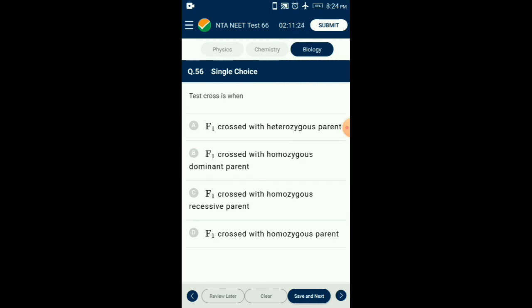Question number 56. Test cross is when the cross of F1 hybrids with its recessive parent. It is used to observe whether the F1 is homozygous or heterozygous. It gives 1:1 ratio in monohybrid and 1:1:1:1 ratio in dihybrid cross. So the answer is option C, F1 hybrids crossed with homozygous recessive parent is called test cross.